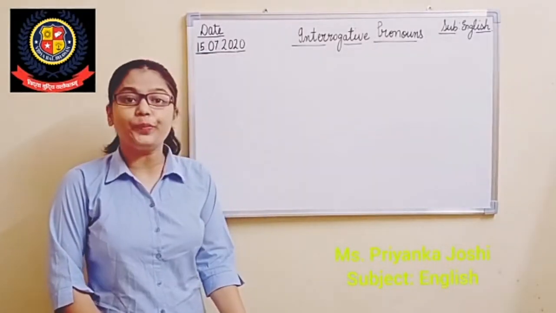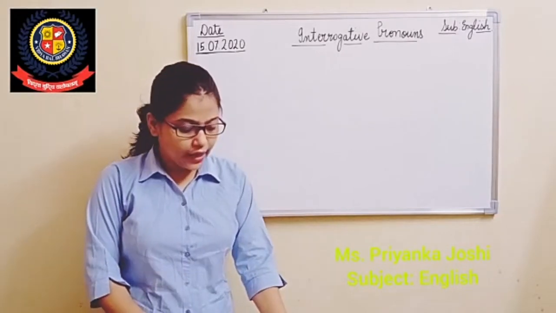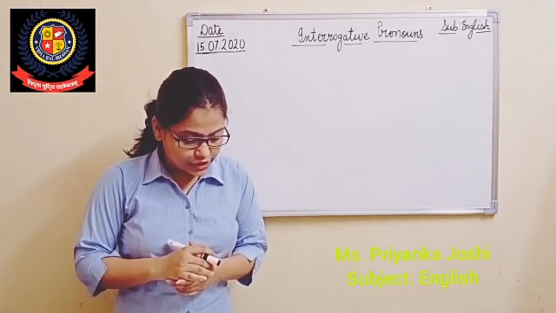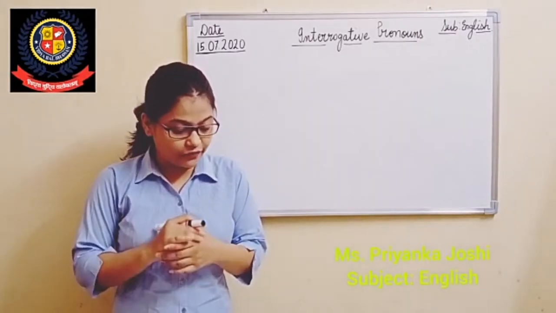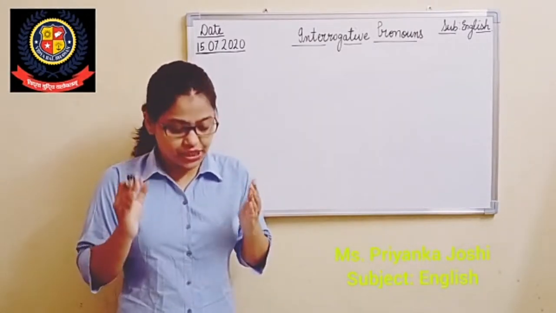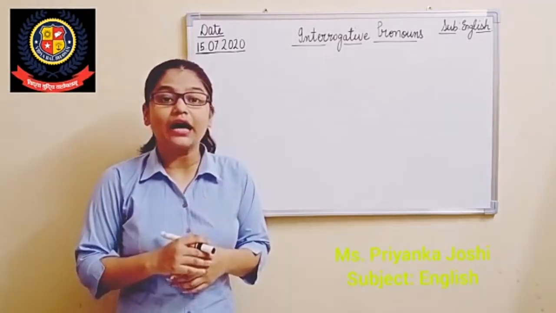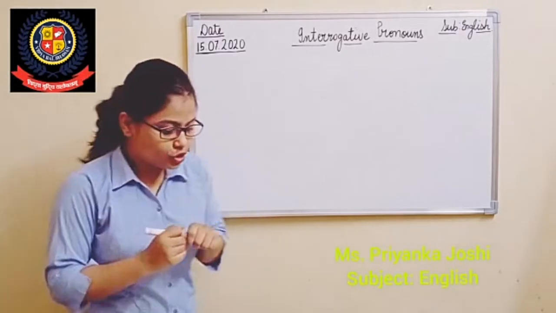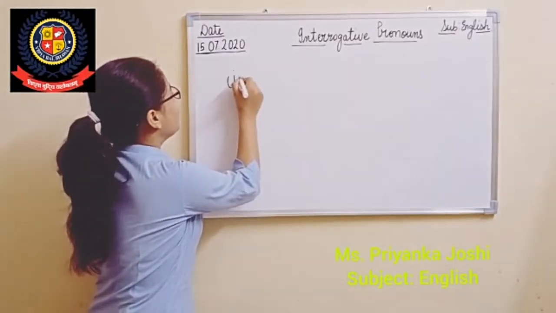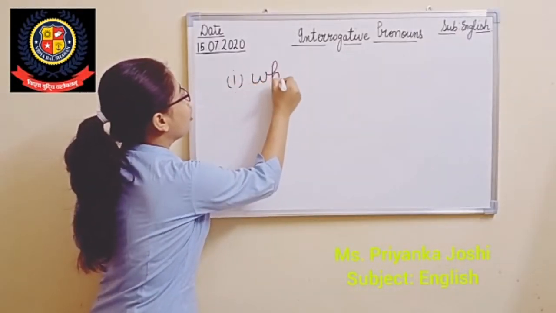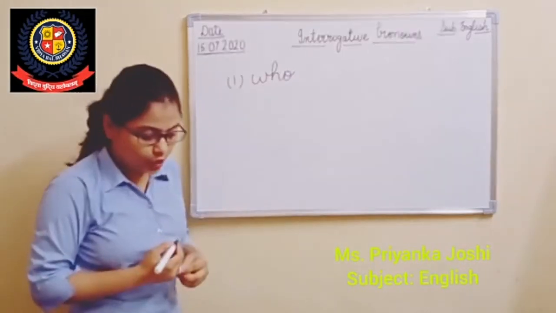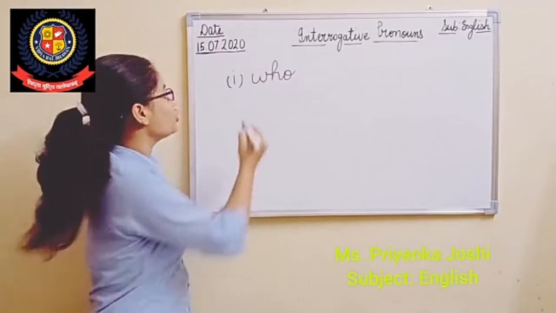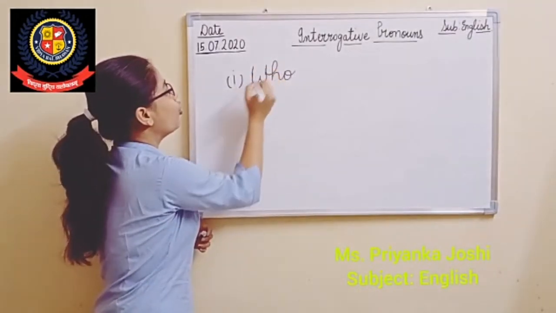Now students, come to page number 32 of your book and there is exercise number H. Fill in the blanks using correct interrogative pronouns. Dash is singing in the other room, right? So you have to fill in an interrogative pronoun. So in the first you will write who. Who is singing in the other room? So the first one here is who.